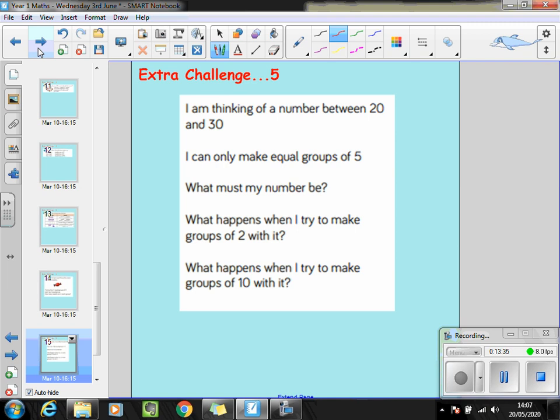And the last challenge today is extra challenge 5. I am thinking of a number between 20 and 30. I can only make equal groups of 5. What must my number be? What happens when I try to make groups of 2 with it? What happens when I try to make groups of 10 with it? You might want to draw to help you with this problem. You might want to use your equipment. What different possibilities are there?